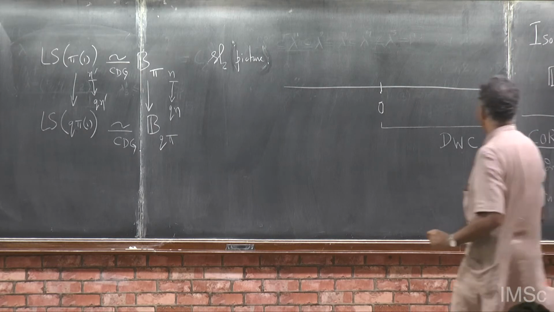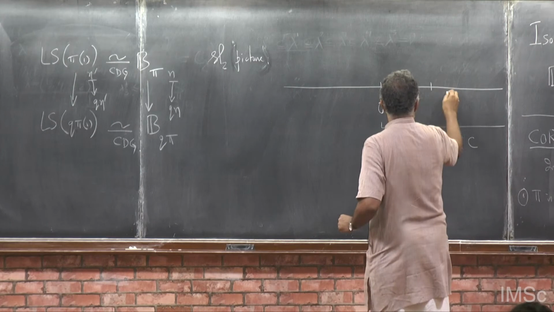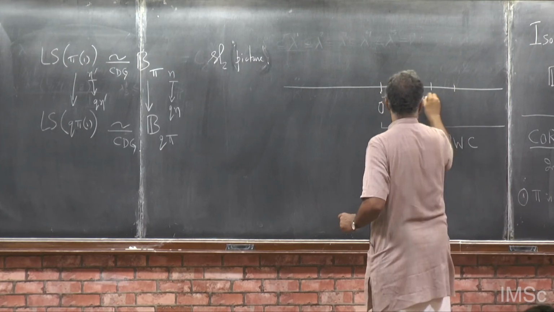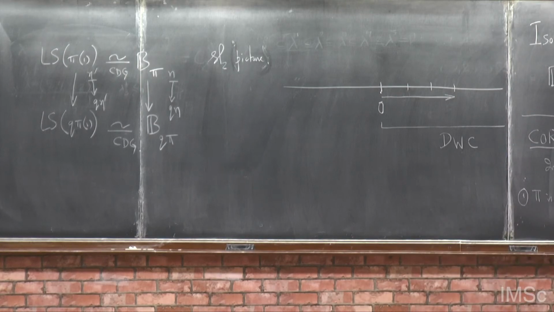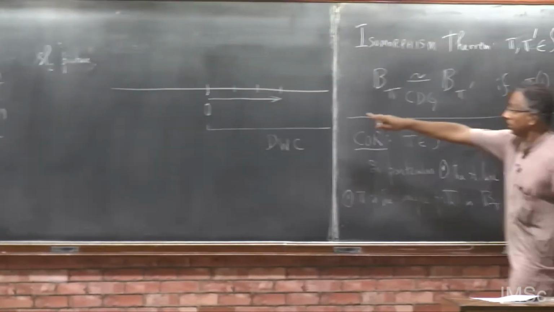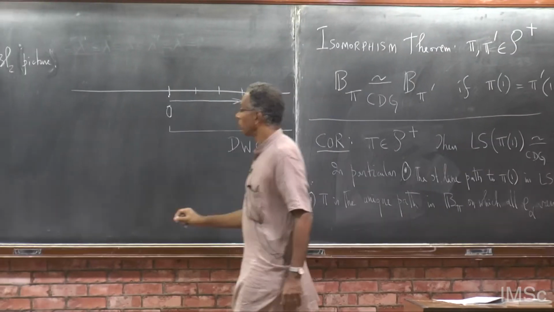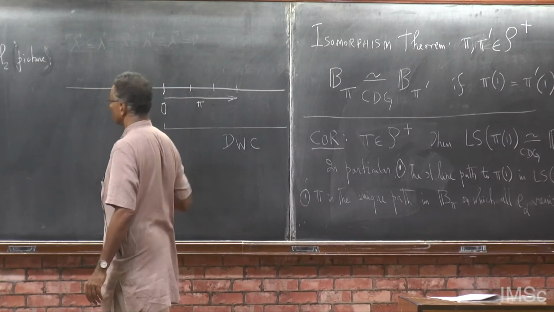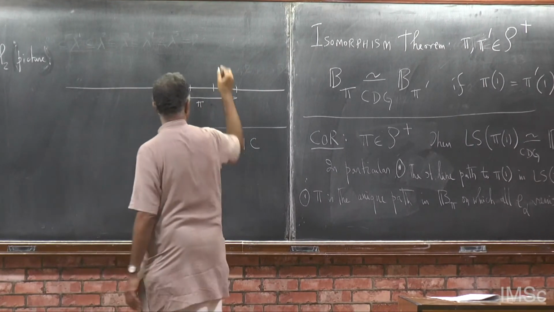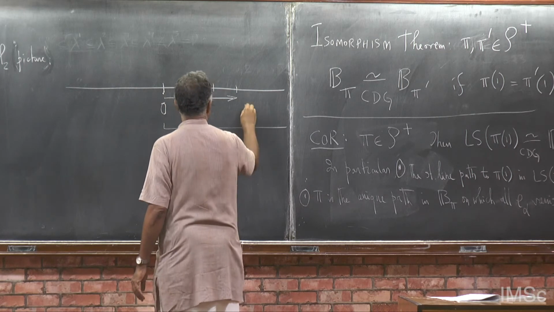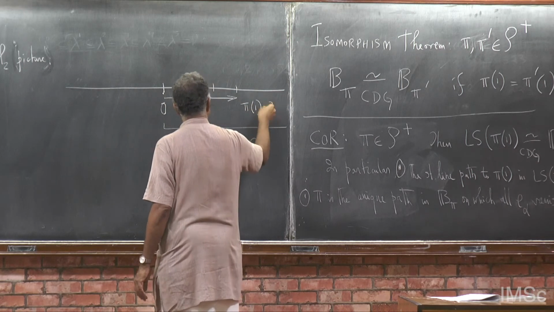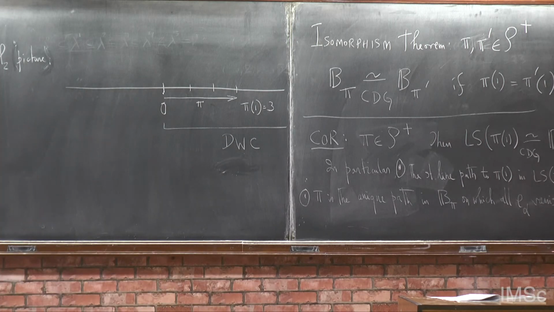Okay. So suppose I take 3, for example, and take this straight line path. This is my pi. Let us compute. So pi of 1 is 3. So what is LS of pi?